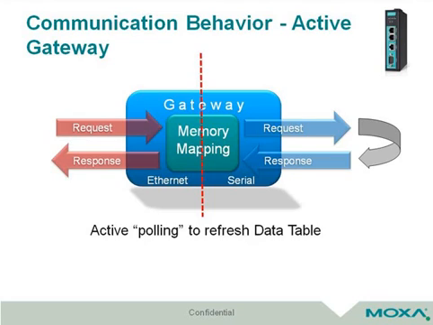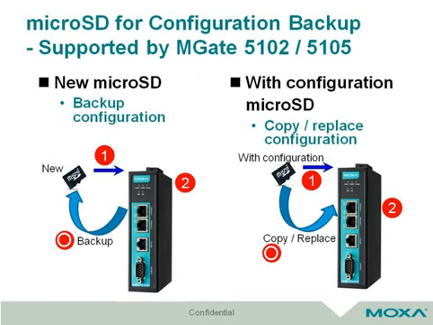Besides, you can also see there are request and response commands at both sides. The behavior is active polling, and it will get a response to refresh the data table in the gateway memory. As we know, Ethernet IP is a time-critical protocol, so one of the benefits of memory mapping is to speed up data exchange. The MGate 5105 provides users with an easy way to back up or copy the configuration file.